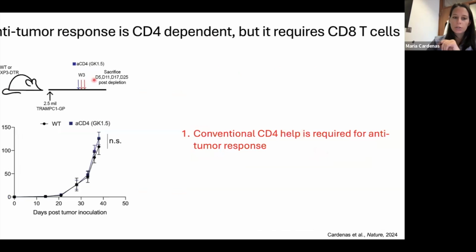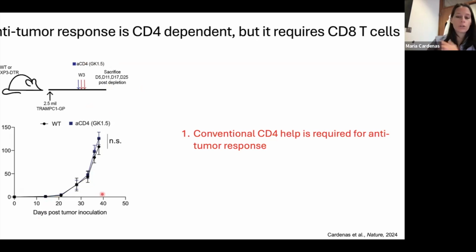The first hypothesis was that conventional CD4 help would not be required, that it is all Treg dependent. And so how we did this was a simple full CD4 depletion using the GK1.5 antibody. And so we inoculate with tumor, we wait for 3 weeks, and we deplete all CD4s, including Tregs, prior to administering diphtheria toxin to a FOXP3 DTR mouse, and we observe the anti-tumor response. And what you can tell here is that when we deplete Tregs, but we also deplete the conventional CD4s, the anti-tumor immunity goes away.